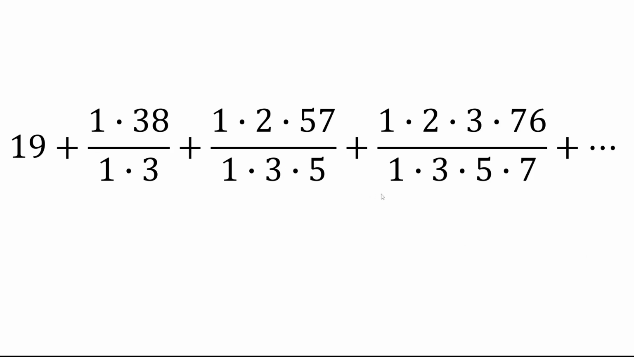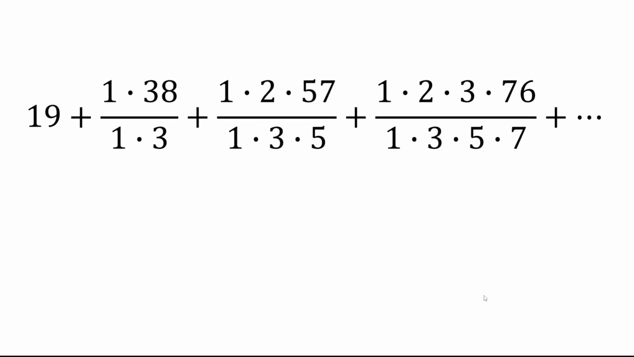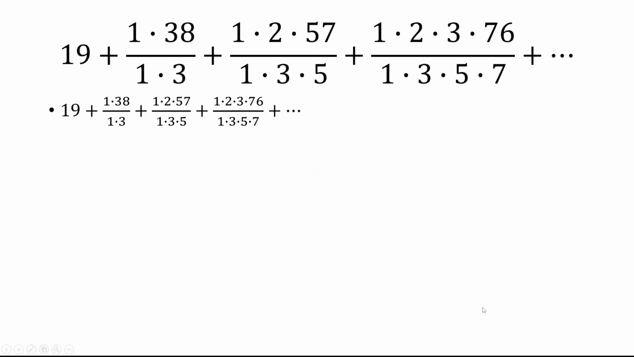We're given this series, and we want to get the general form of it, and then see if it converges or diverges. Okay, first thing to notice is in the denominator we have 1 times 3, 1 times 3 times 5, 1 times 3 times 5 times 7. So this is just multiplying odd numbers.